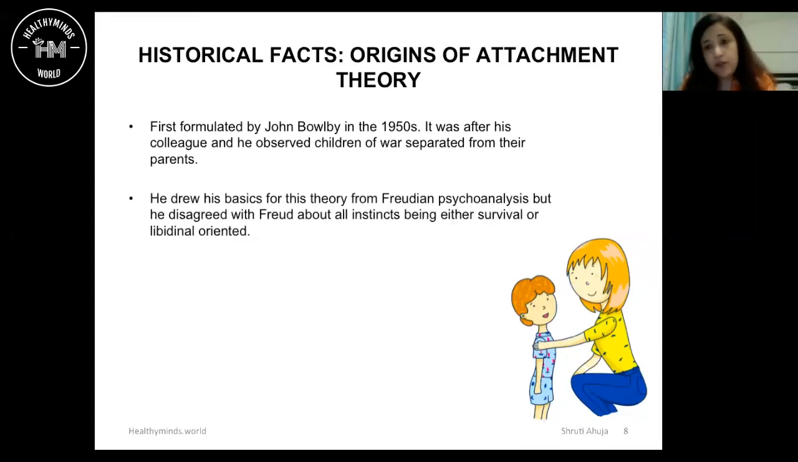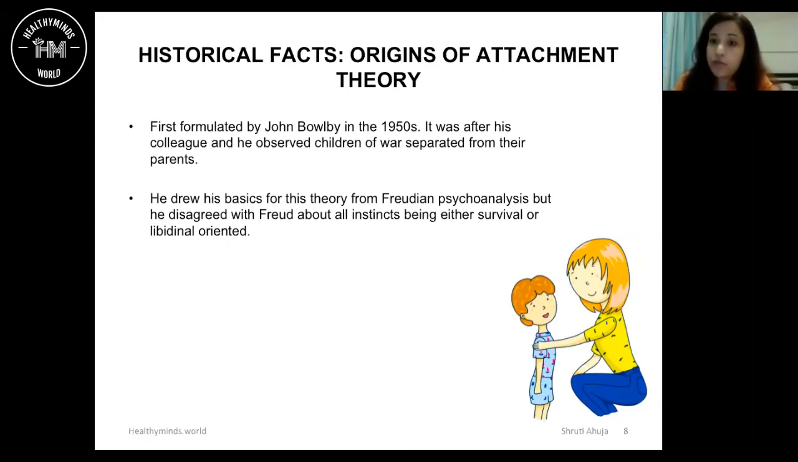And he drew his basics of this theory from Freudian psychoanalysis, but he disagreed with Freud about one thing, which was that Freud said all instincts were either about survival or about the libido, which is your sexual drive. And this is where Bowlby strongly disagreed with Freud, because he said that even though children did have an instinct to survive, and they did have an instinct to remain alive, that was not the main reason of attachment.